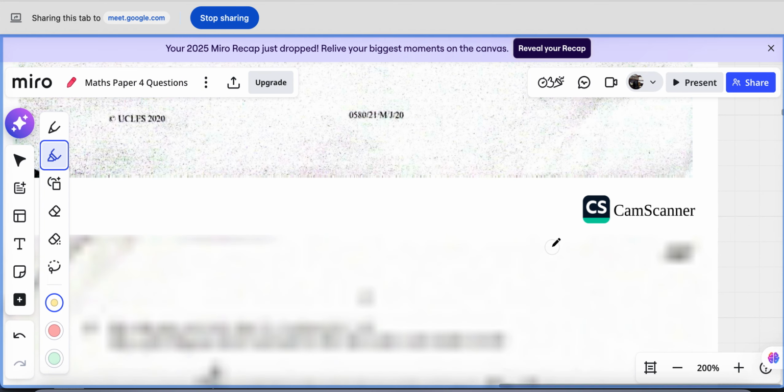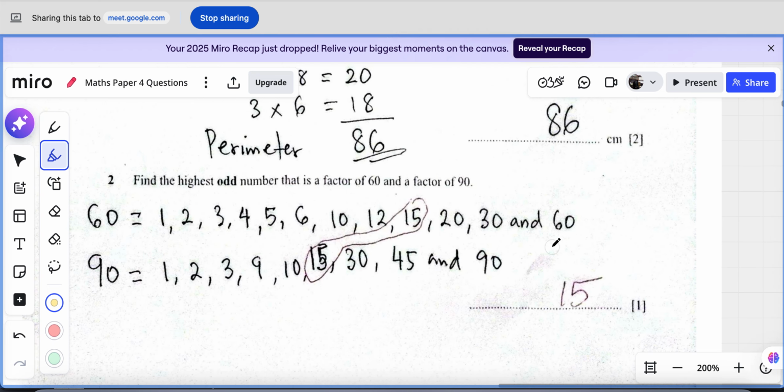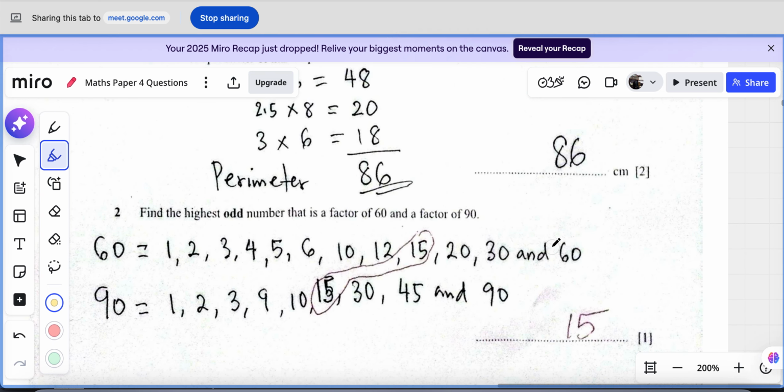Now let's go to the second question. Question 2 is find the highest odd number that is a factor of 60 and at the same time a factor of 90. The highest odd number that is a factor of 60 and a factor of 90. So what we do, we list out the factors of 60, we list out the factors of 90.